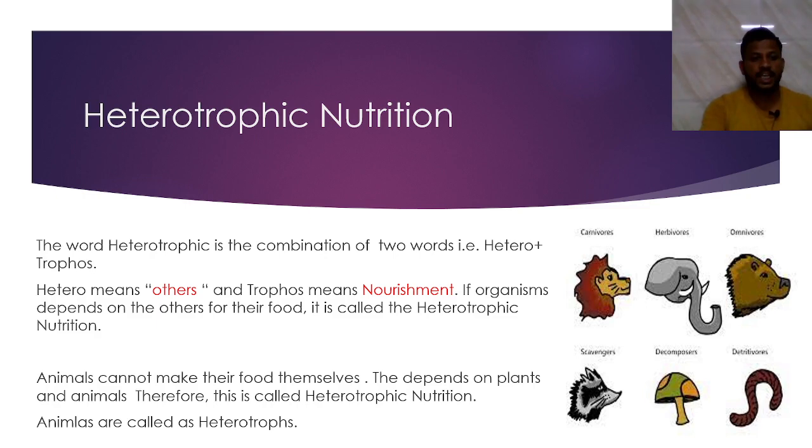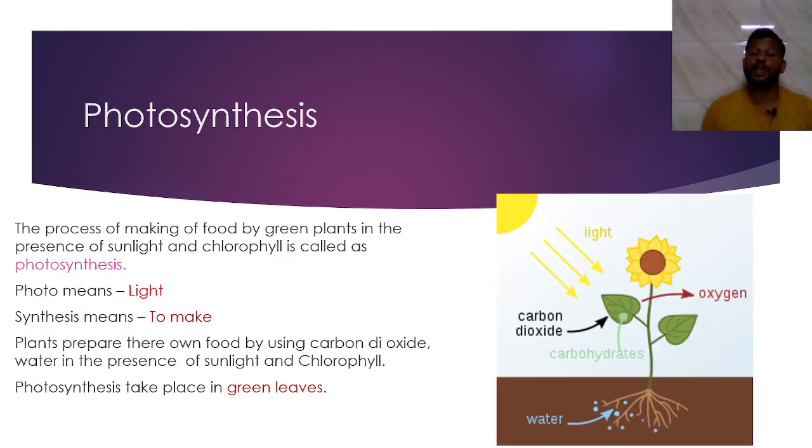Overall, if we come to the nutrition in plants, there is a process by which plants prepare their own food. We just discussed the autotroph, which prepares its own food. Plants are the only species which prepare their own food. There is a phenomenon in plants by which they prepare their own food, and that is nothing but photosynthesis. By the process of photosynthesis, plants prepare their own food.